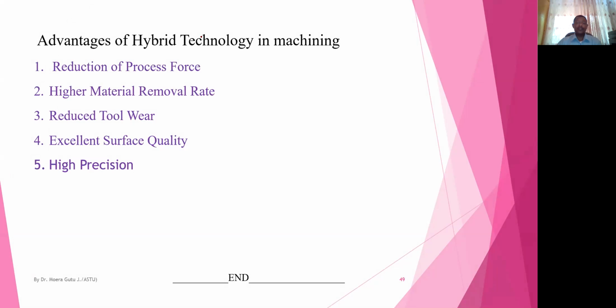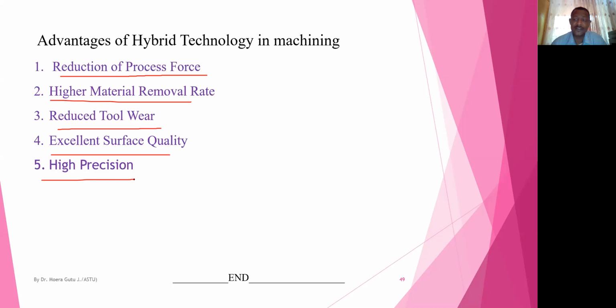Advantages of hybrid technology in machining: they can reduce process forces. The cutting force can be reduced, as I told you, if you use hybrid technology, but they are more costly. The economic cost is high. Higher material removal rate and improved productivity are possible if you use hybrid technology. You will have prolonged tool life and excellent surface quality, smooth up to the micro level, though it is difficult to get to the nano level, with high precision and high surface finish.